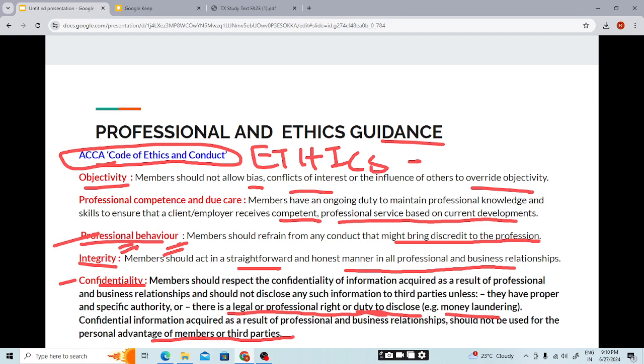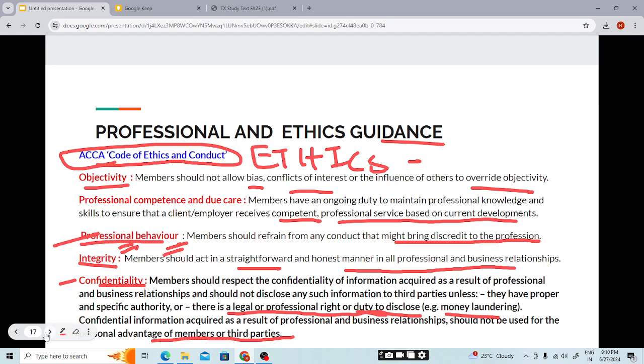What are the codes of ethics we have learned? Objectivity means he should not be under any influence. He should not allow any bias. Professional competence and due care means the member must be upgraded with the professional skills and knowledge required in the current scenario. Professional behavior means his behavior must be in a professional manner. Integrity: members should act in a straightforward and honest manner in all professional and business relationships. He must be straightforward and honest. Confidentiality means maintaining confidentiality of the information which he gets from his own client.